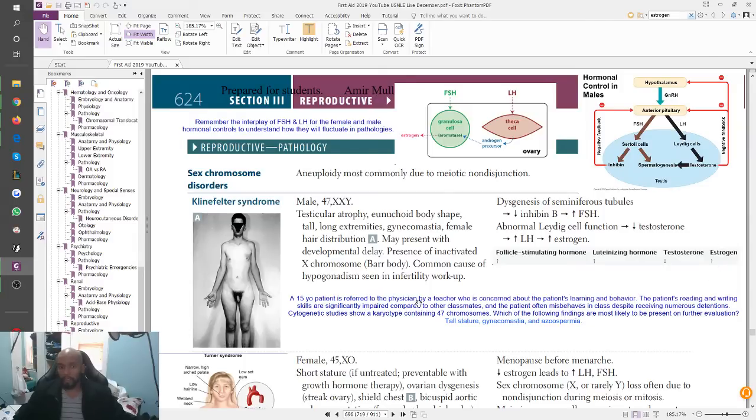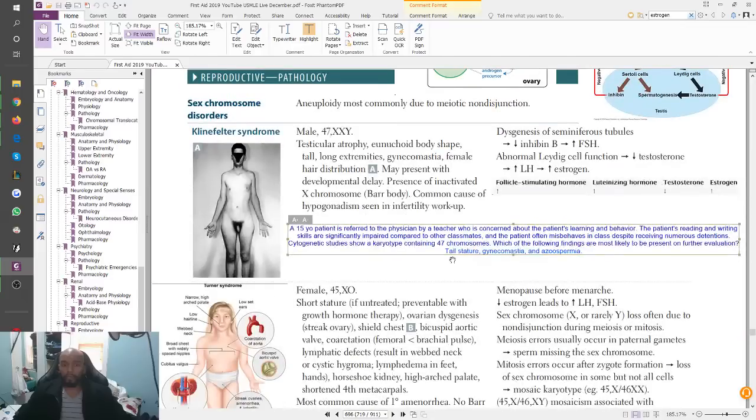Okay, and this is another question regarding some of the phenotype stuff, right? Phenotype, the physical presentation of a patient with Klinefelter syndrome. So this one tells you a 15-year-old patient is referred to the physician by a teacher who's concerned about the patient's learning and behavior. The patient's reading and writing skills are significantly impaired compared to other classmates, and the patient often misbehaves in class despite receiving numerous detentions. Cytogenetic studies show a karyotype containing 47 chromosomes.